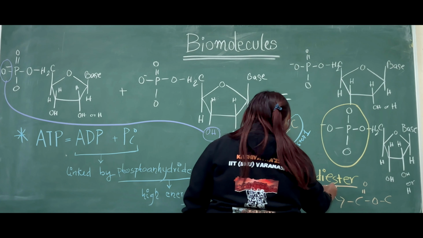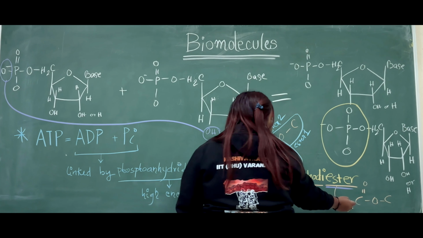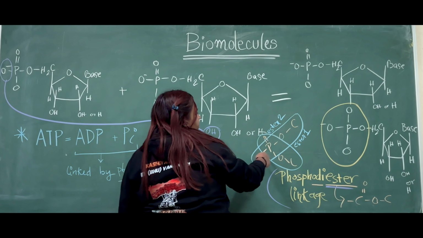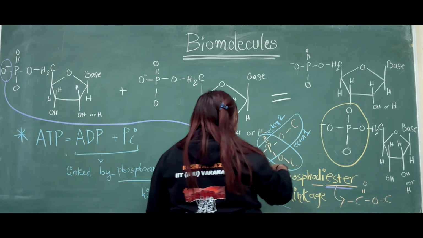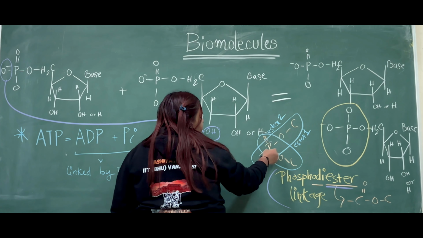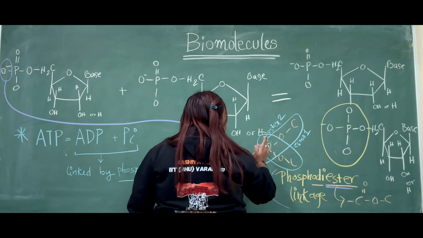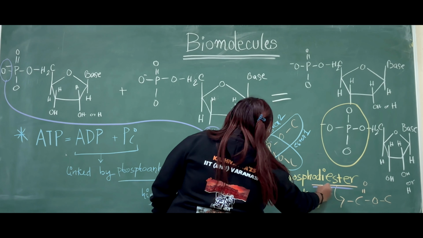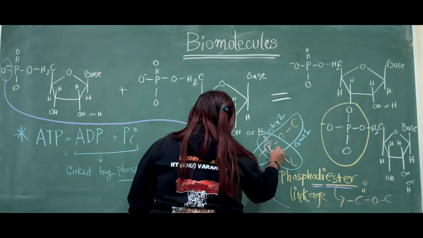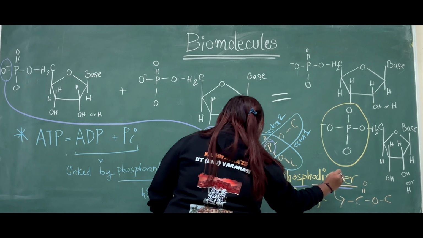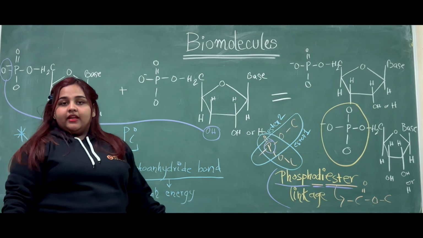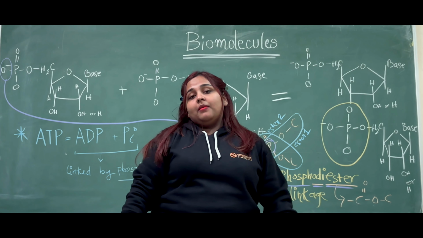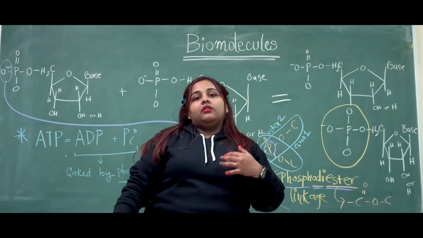First, ester. We know the structure of the ester group is C double bond O, bond C, right? And in here, we can see that there is a phosphate group, and around it there is this one ester group and this two ester group. Thus, di comes, and since there is a phosphate group, that's why phosphodiester linkage. Okay. Now, next we will talk in detail about DNA.